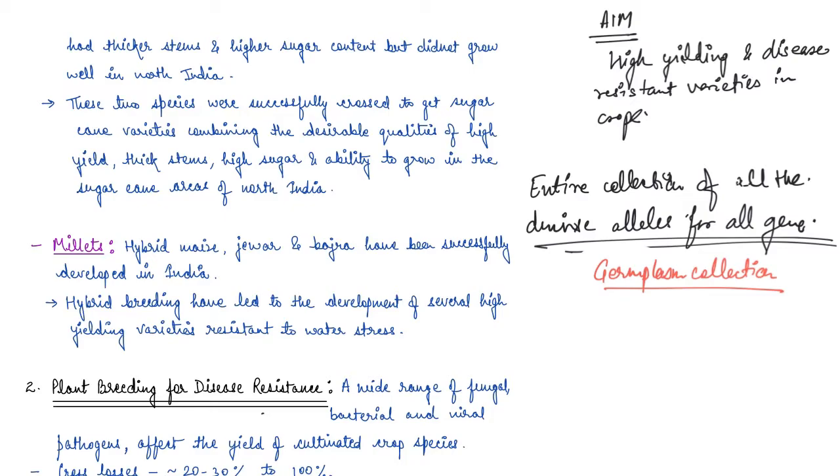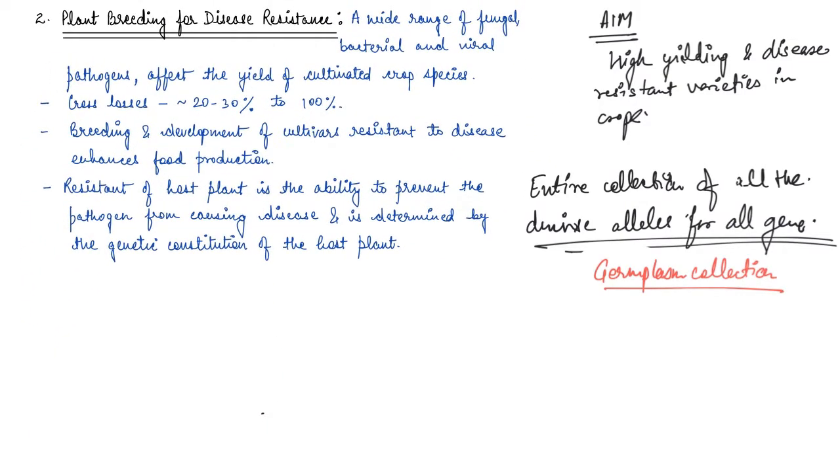Now, scientists crossed these two species, one of North India and one of South India, and they combined the desirable qualities of high yield, thick stem, high sugar, and ability to grow across North India. And then they supplied it, they commercialized it. In the same way, with millets, hybrid maize, jowar, bajra, everything was successfully developed in India, right? So what is the significance of plant breeding for disease resistance? We'll see that as well.